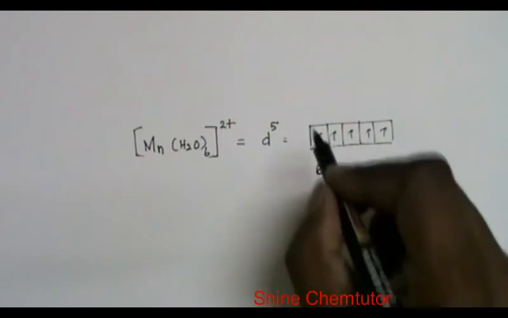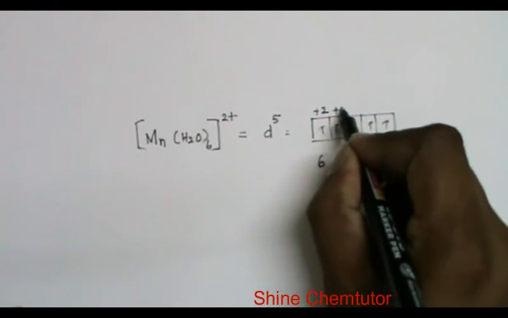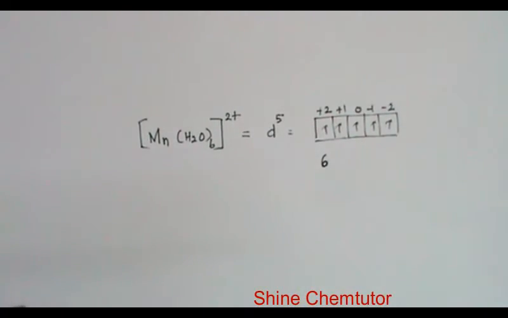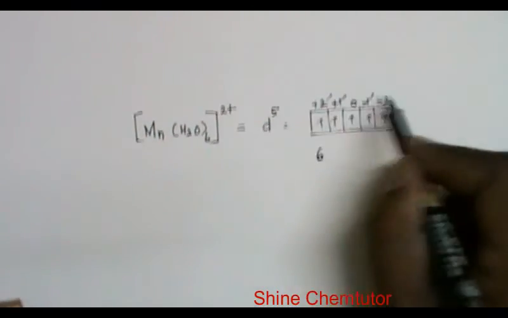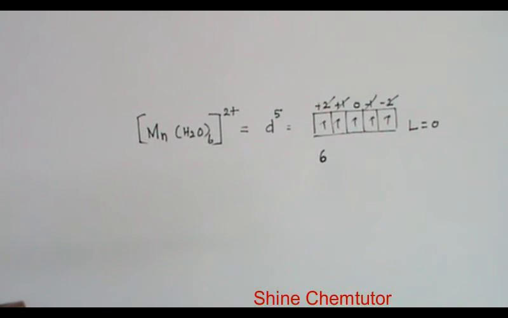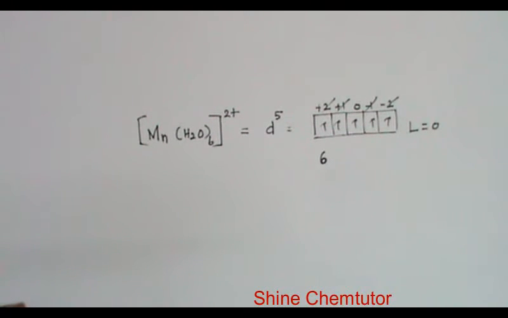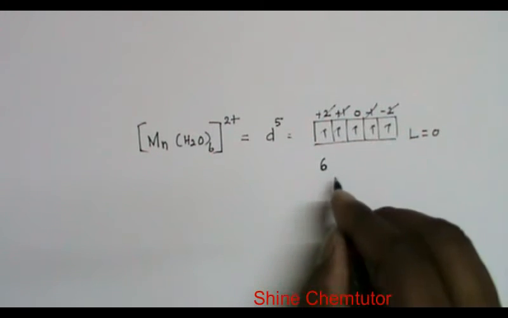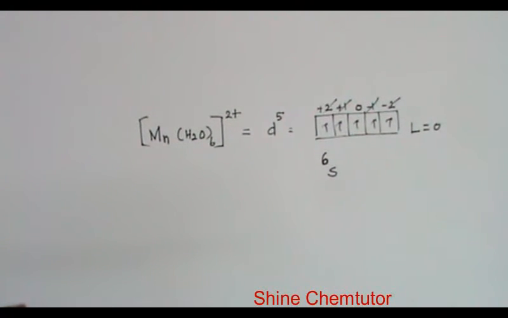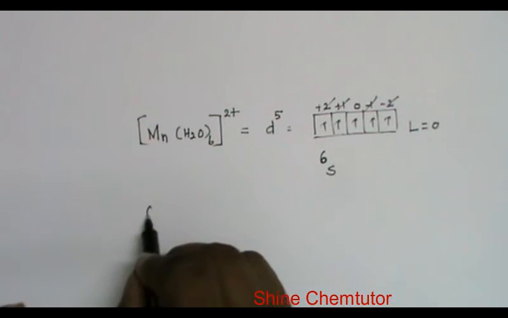The L value will be +2, +1, 0, -1, -2. So it will be cancelled. So the L value will be 0. If it is 0, the electronic term is S. So it is sextet S. Let's go for the next one.